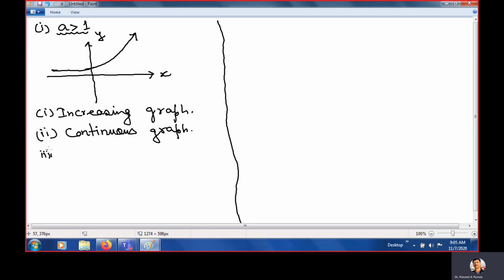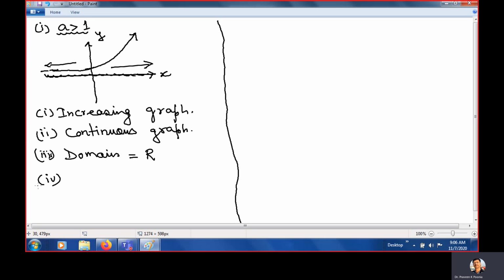What is number three? It comes to the domain. I told you the domain is the values on the x-axis. Clear? You see the graph is on the positive side and on the negative side, and it is defined for every value of x. So the domain is R, the set of real numbers, positive and negative both.